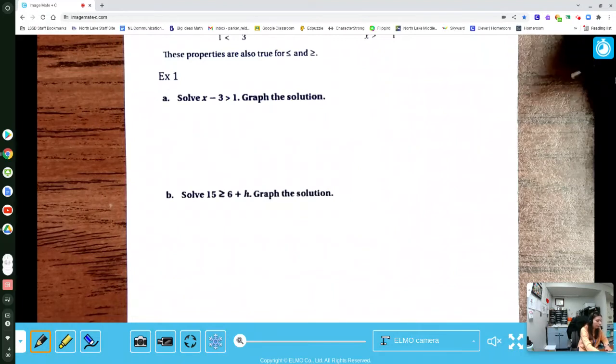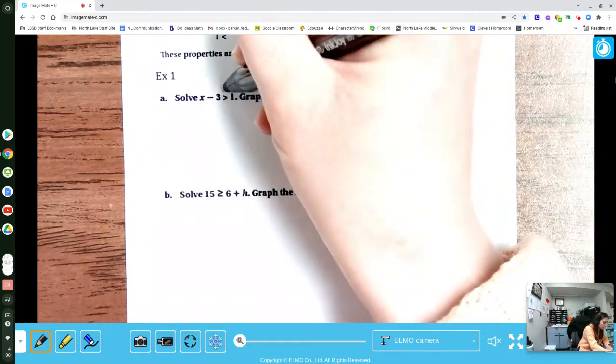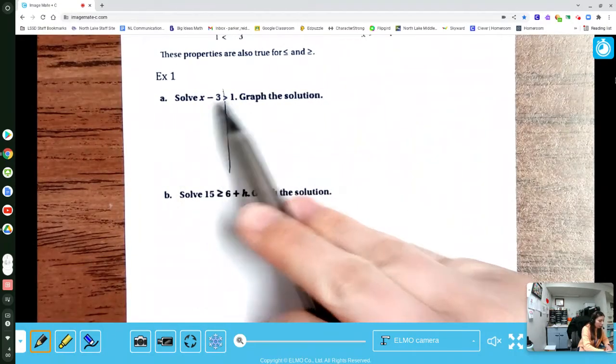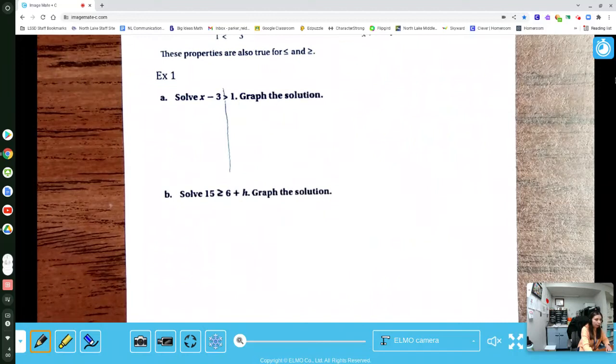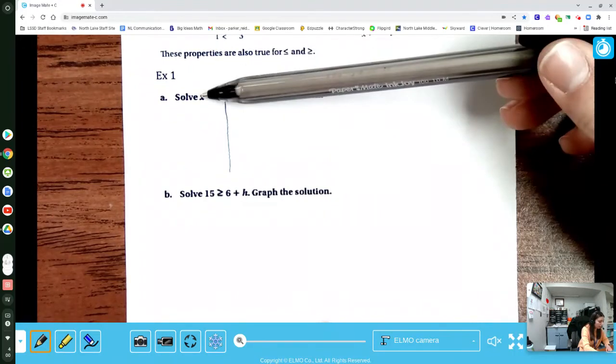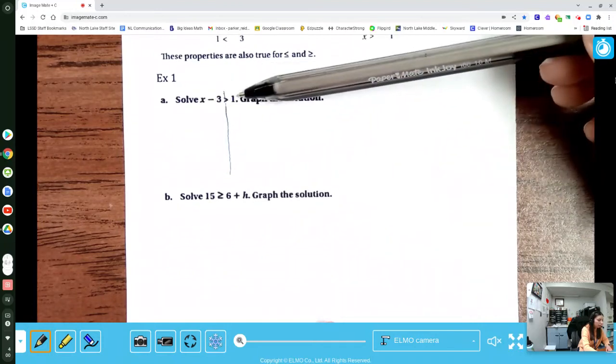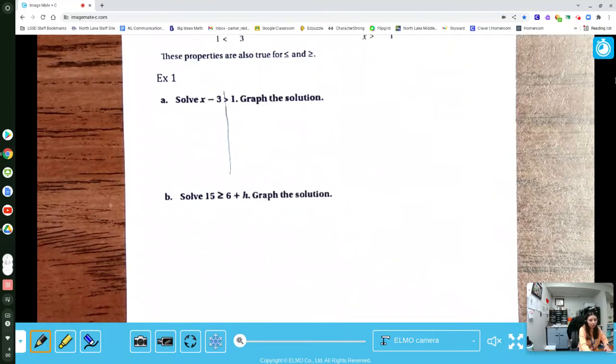Example 1 says solve x minus 3 is greater than 1. Graph the solution. So when we learned to solve equations, we drew a line through our equal sign. Because this is an inequality, we're going to draw a line through our inequality symbol because that is the spot that separates the two different sides of our inequality, the two different expressions. Now, our goal is to figure out what x needs to be greater than.